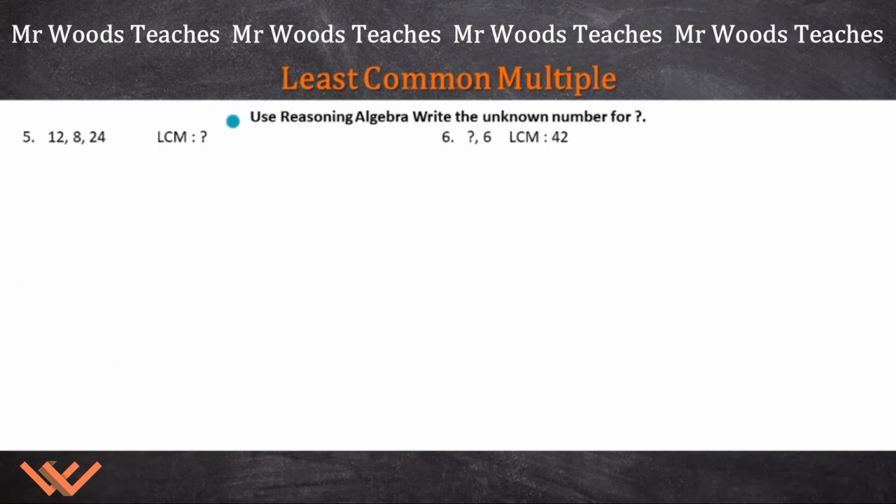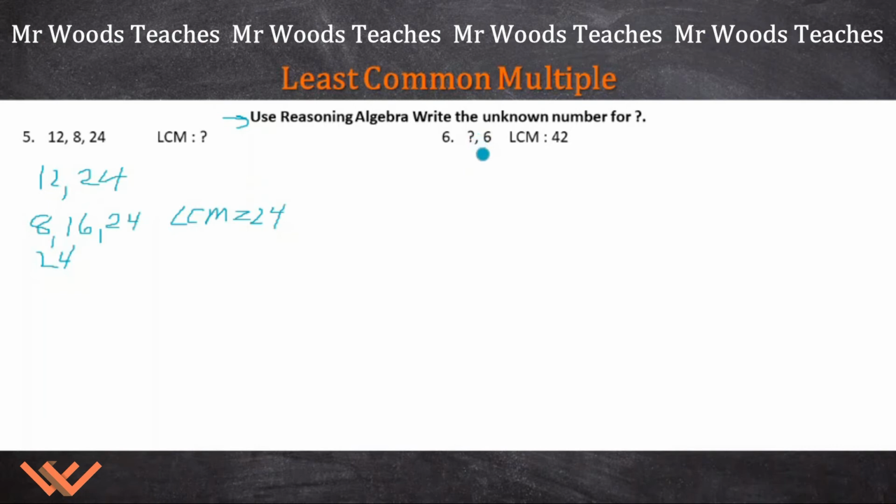Here we have instructions right here. Always look for the instructions. Use reasoning algebra. Write the unknown number for the question mark. So over here it says LCM is this here. To get to the LCM, I'm going to do 12, 24, 8, 16, 24, and then 24. So the LCM equals 24. Now, did I need to use algebra for this? Maybe, but I knew that I needed to find this unknown. And the only way to do that is to go through and create the multiples for each of these numbers.